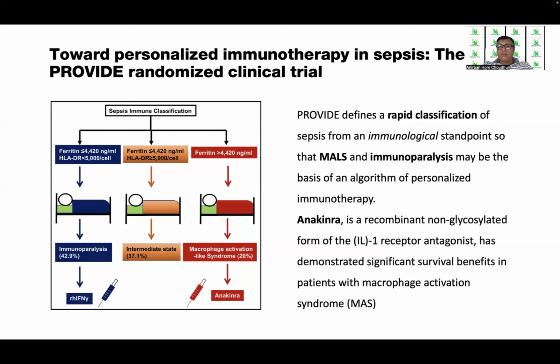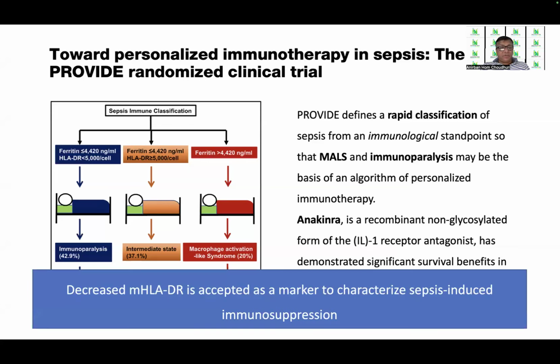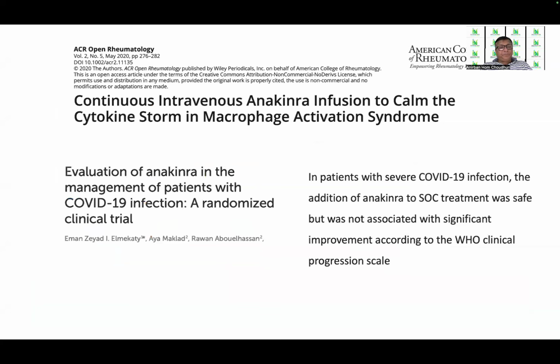We have understood quite a bit, but we are still left with many more things to understand. So macrophage activation syndrome, or macrophage activation-like syndrome, MALS, and immune paralysis may be the basis of an algorithm of personalized immunotherapy in patients with sepsis. And decreased mHLA-DR is accepted as a marker to characterize sepsis-induced immunosuppression.